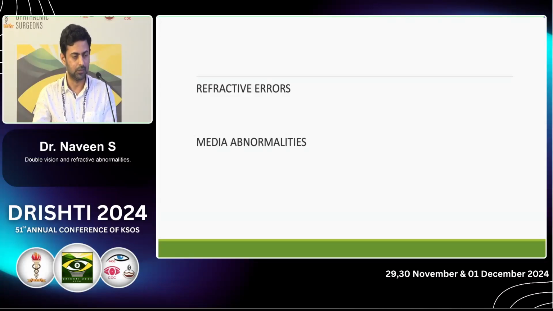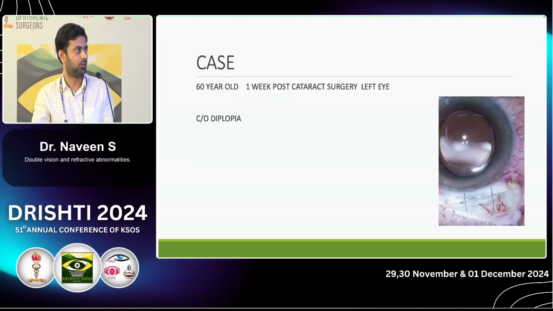So, the refractive aberrations which cause diplopia can be talked under 2 headings. One is refractive errors, and the other one is media abnormalities. So, we will try to talk about a small case. This is a 60-year-old male patient who had done his cataract surgery 1 week prior, and he came with complaints of diplopia.